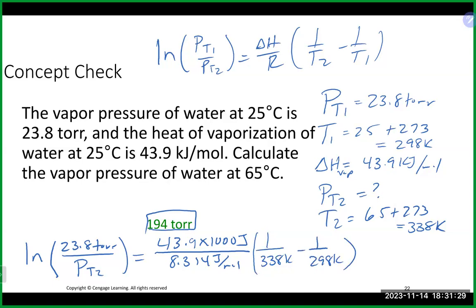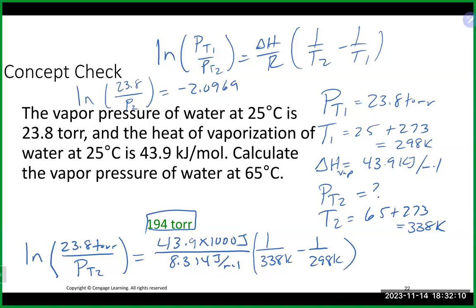So we have everything we need to clean up the right-hand side. I'm going to do that first. I'm going to take 1 divided by 338, and subtract it from 1 divided by 298. I am then going to multiply it by 43.9 times 1,000, and then divide it by 8.314. So if I do all that, that's going to give me the natural log of 23.8 over our pressure, and that's going to equal minus 2.0969.